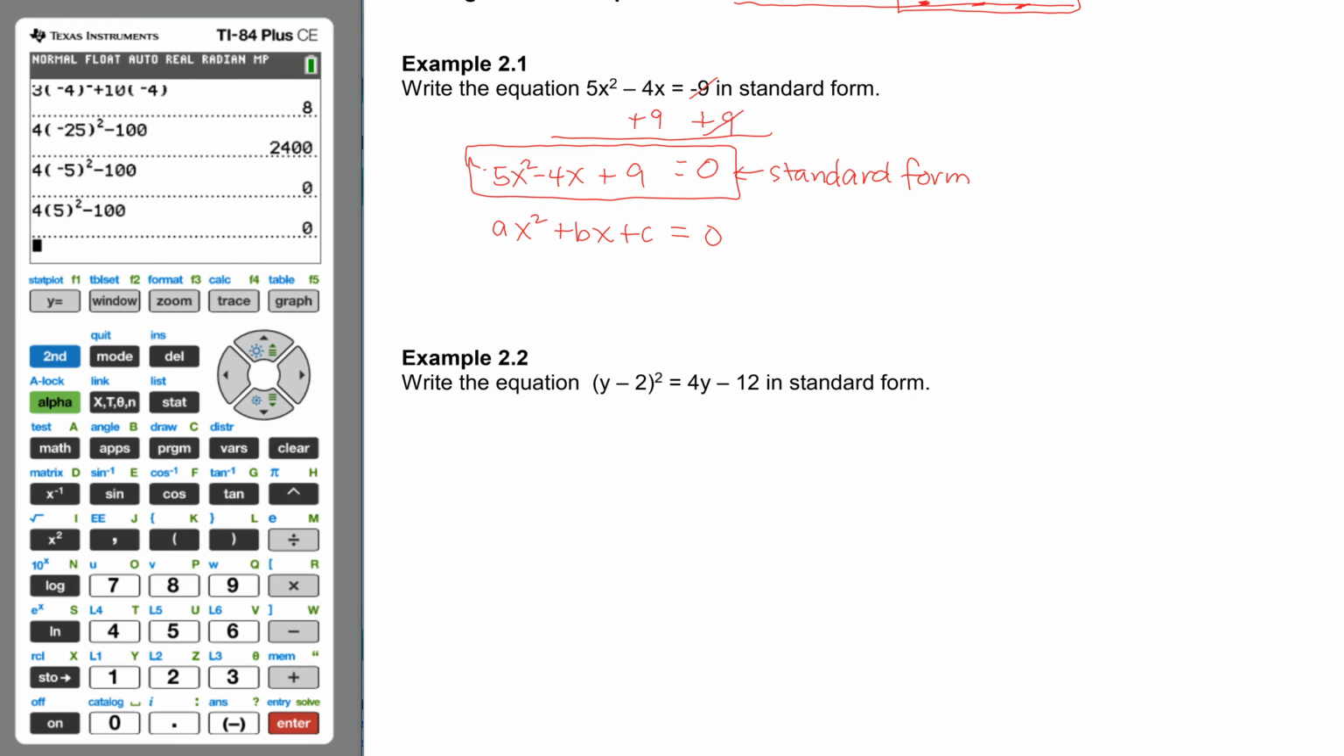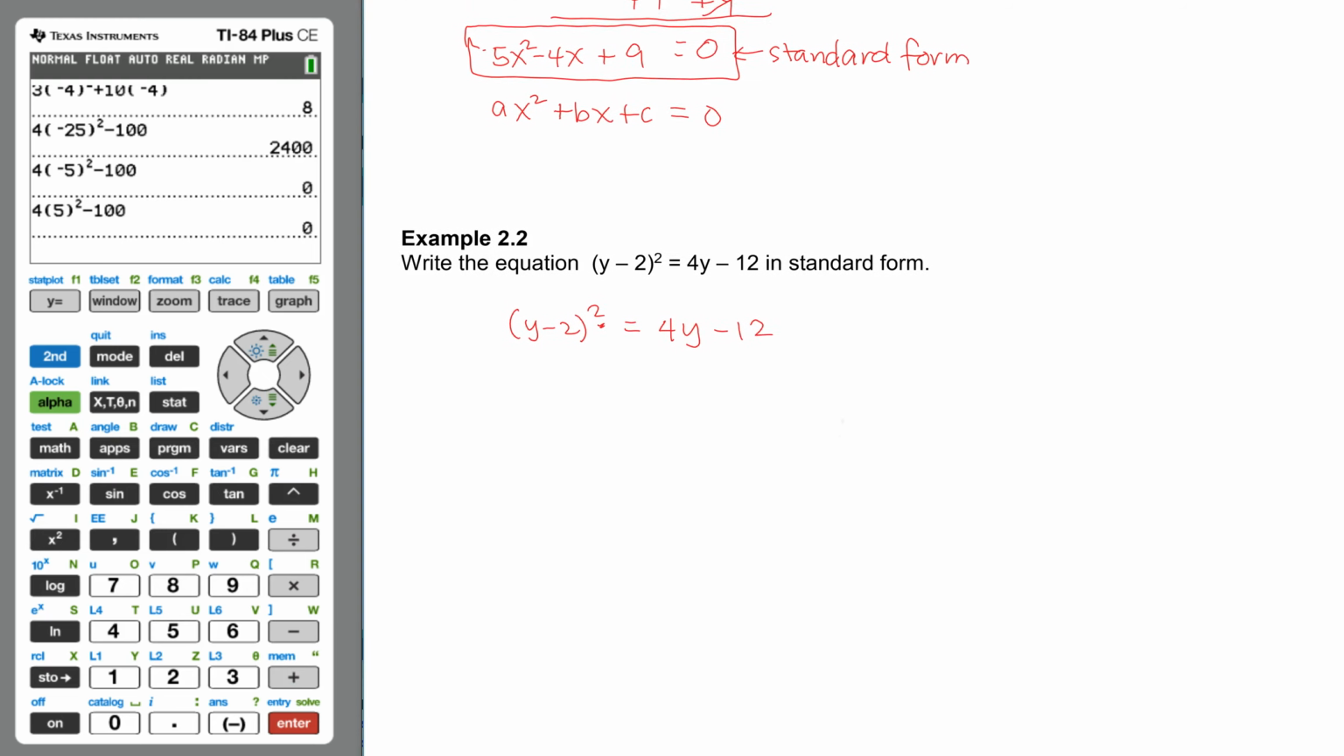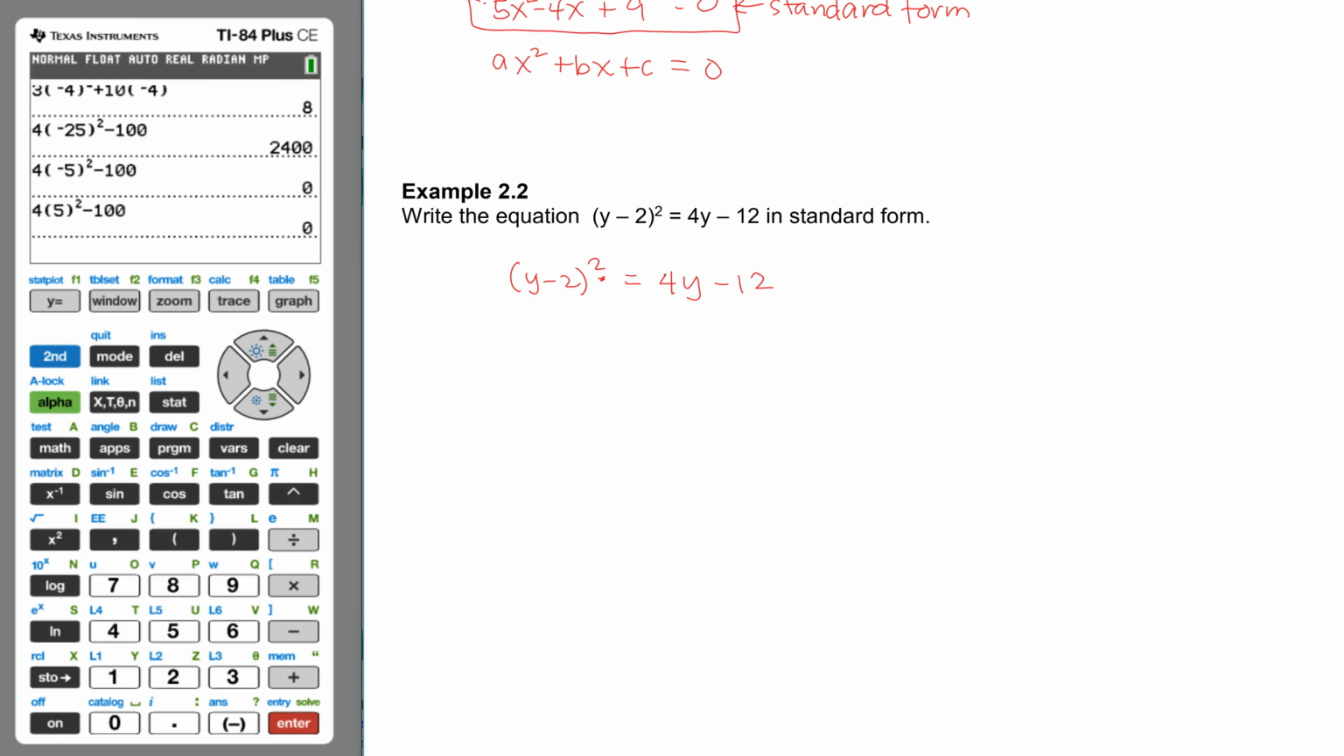Okay, example 2.2. Write the equation y minus 2 squared equals 4y minus 12 in standard form. So here, there are so many things that you have to do first before you arrive at the standard form. So I'll write down first, we have here y minus 2 squared equals 4y minus 12. Now I see parentheses here, so I'll try to simplify that. And the square here means you are going to multiply that one twice by itself.